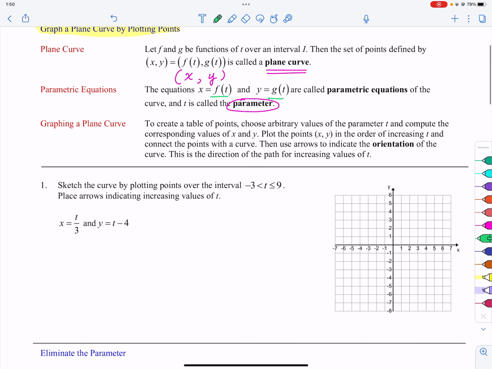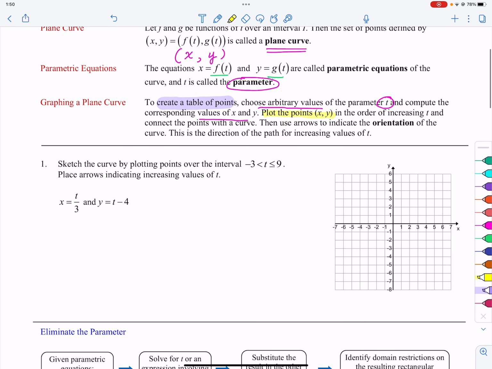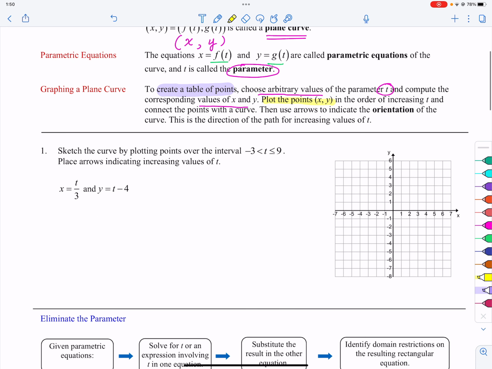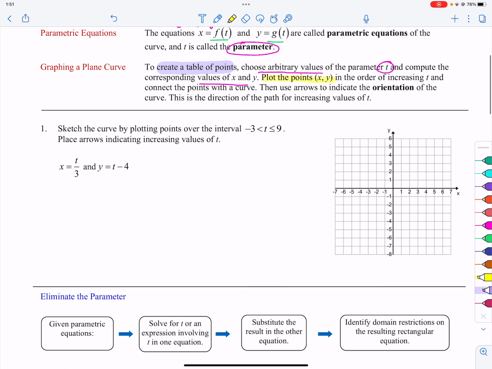Now, to graph a plane curve, we're going to create a table of points. We're going to choose arbitrary values of the parameter t, and then find the values of x and y, and that's what we will plot. We will plot them in the order of increasing t. So as t increases, that's how we will connect our points with that curve.